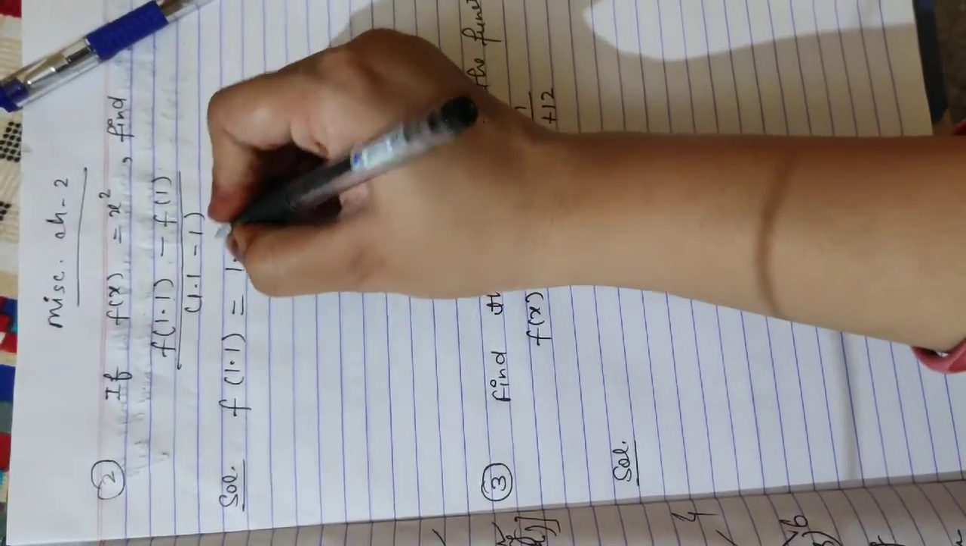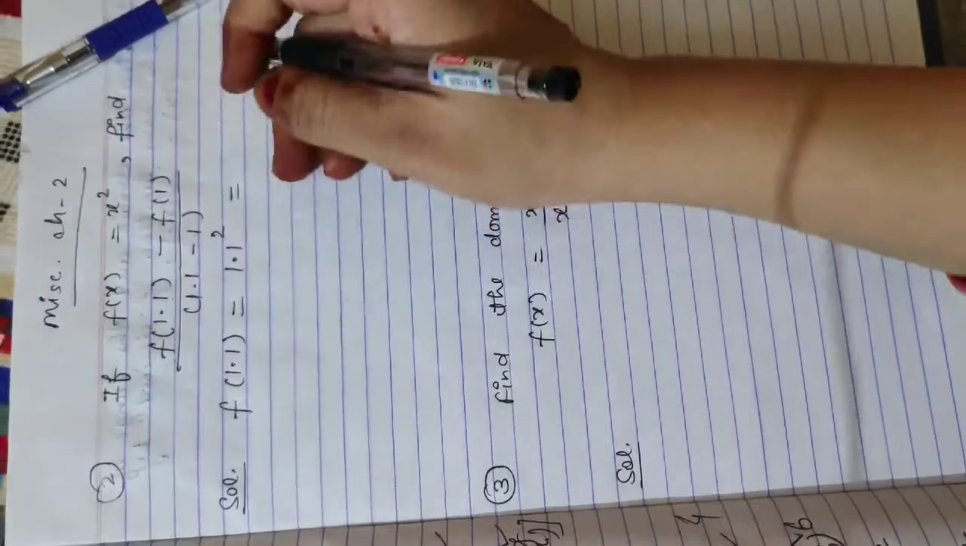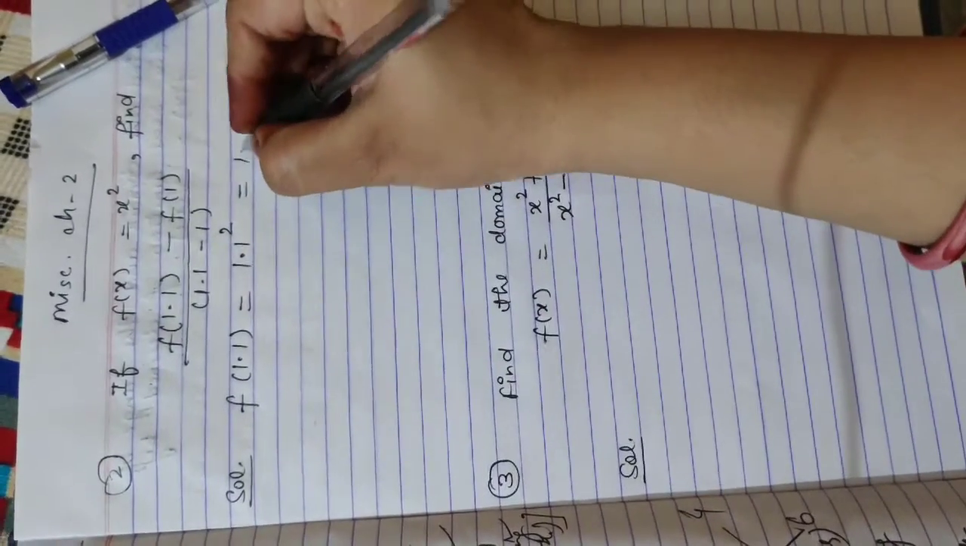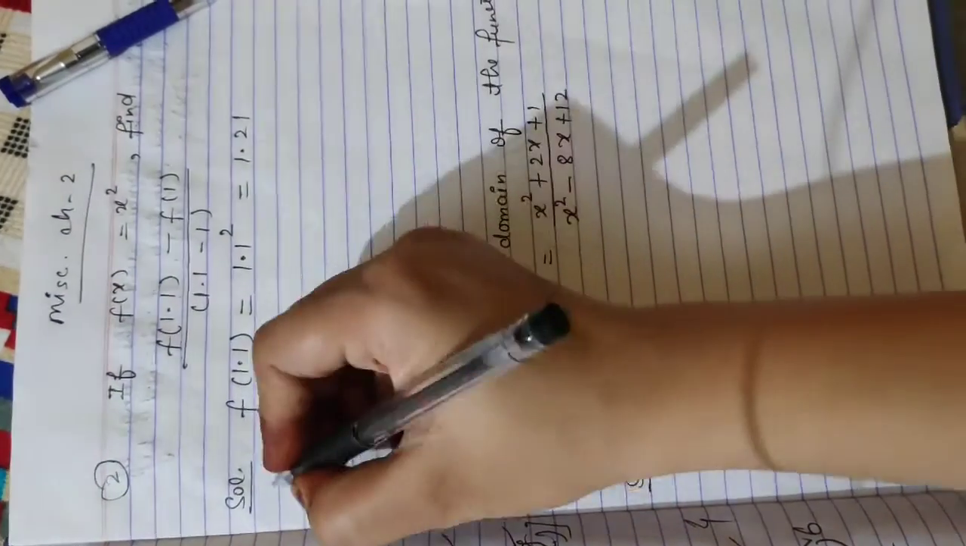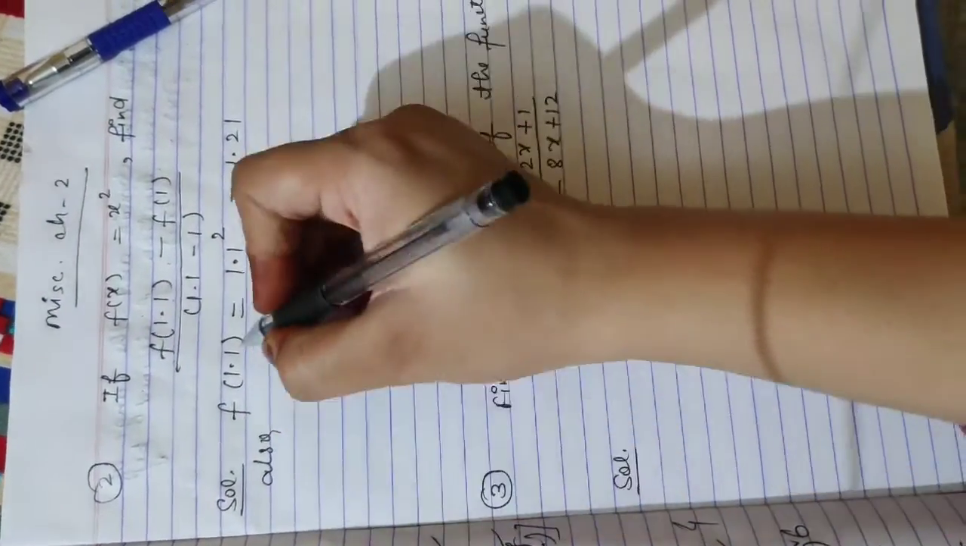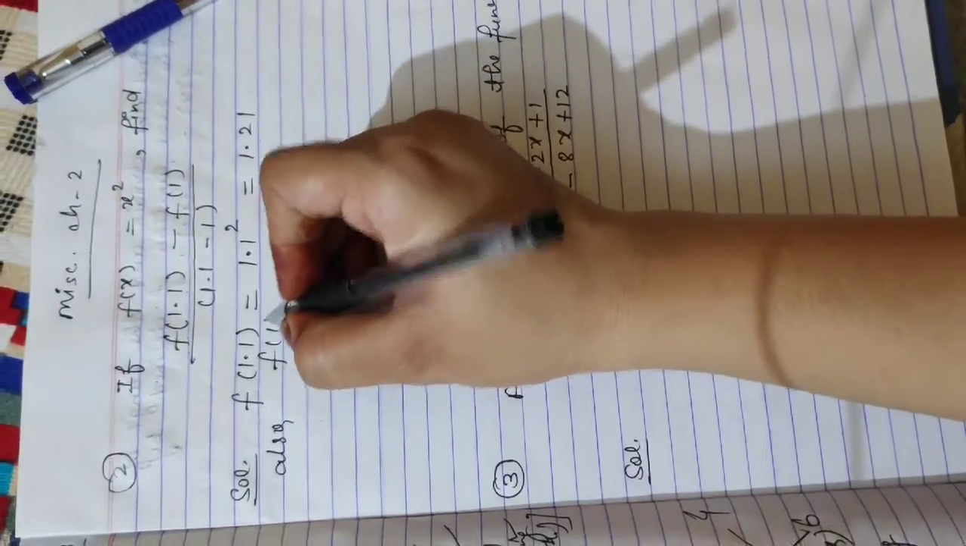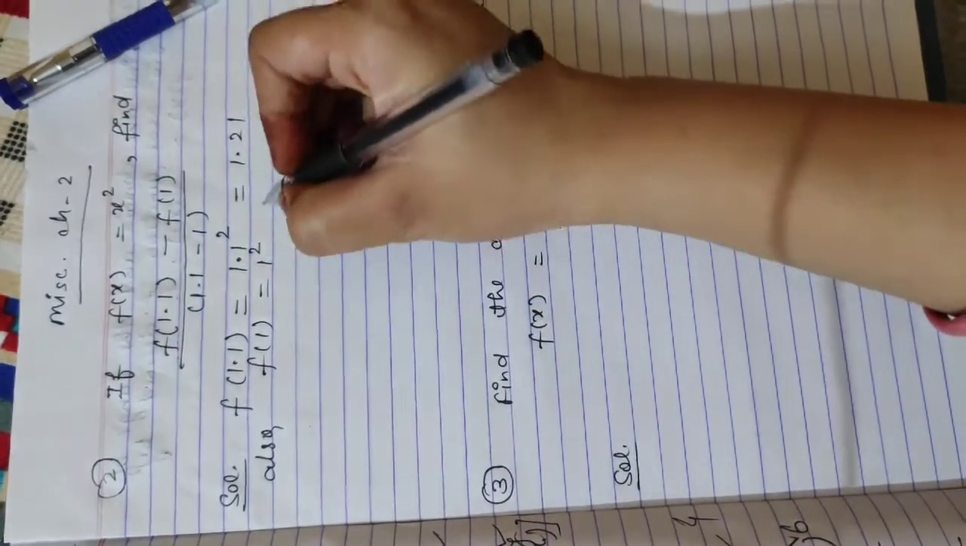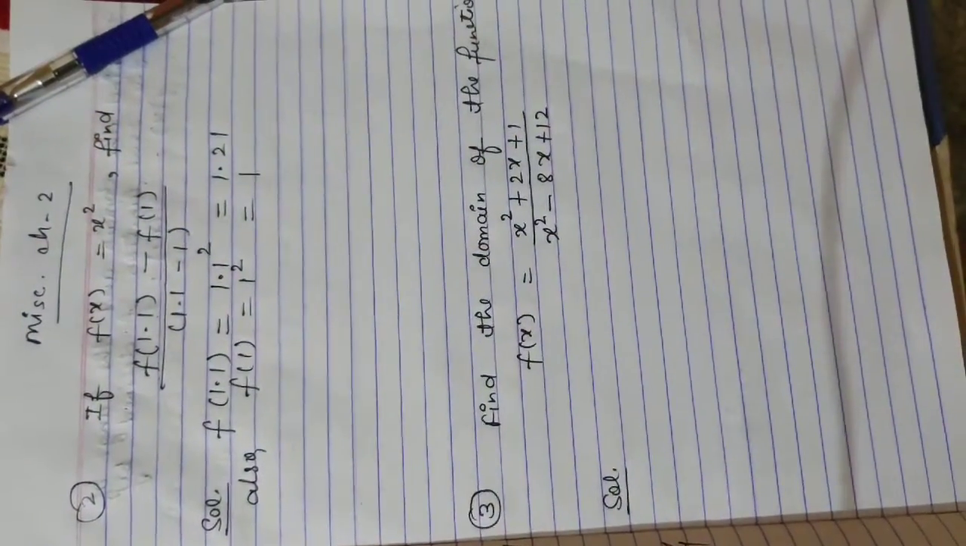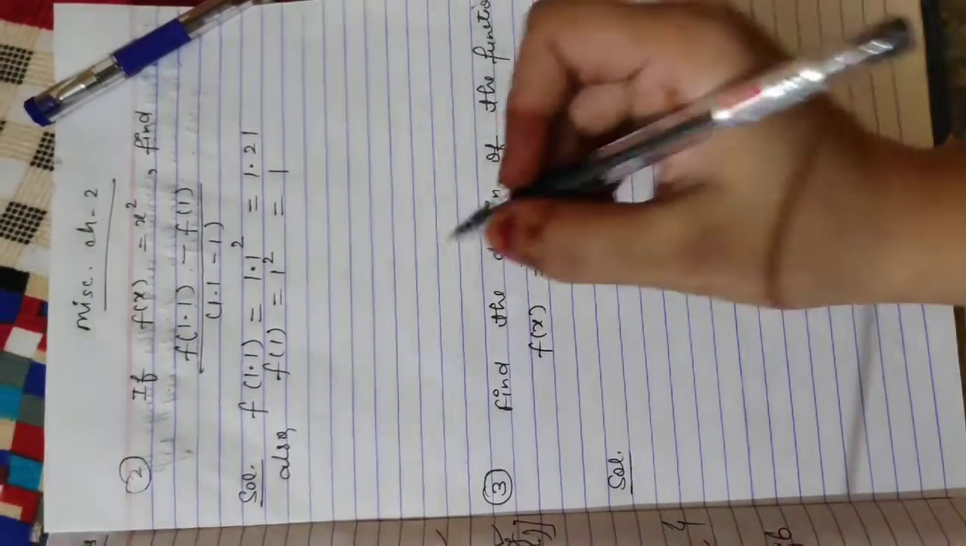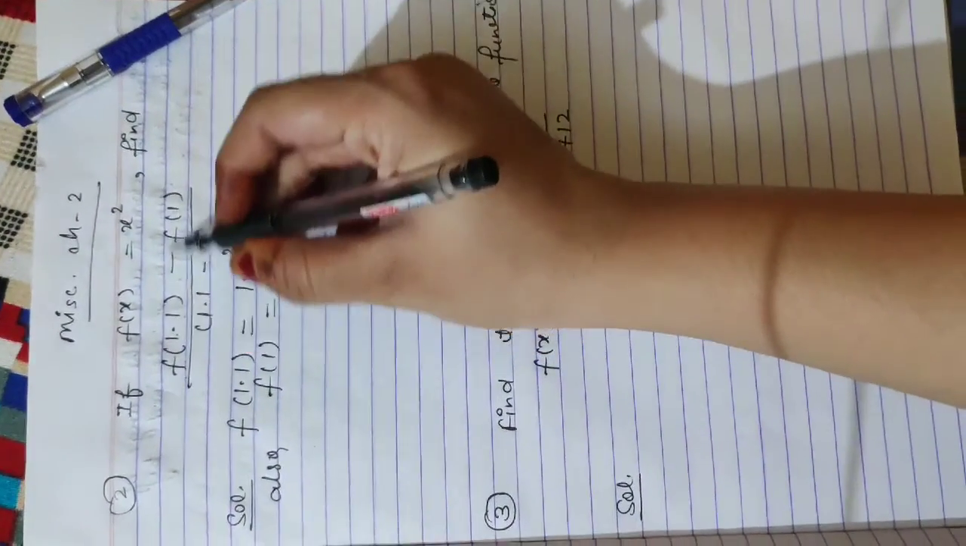It will be 1.1 square. And you know it is 11 actually if you are removing the decimal, and the value of this will be 1.21. Similarly, you can write f(1). What is f(1)? It is 1 square easily, and this is 1. So basically we have found the values of this and this.